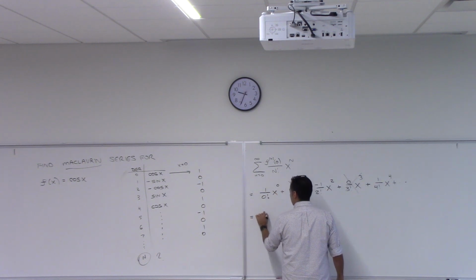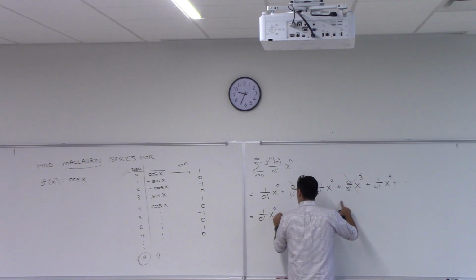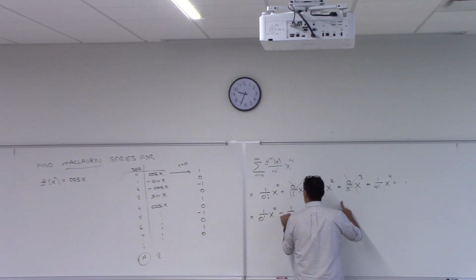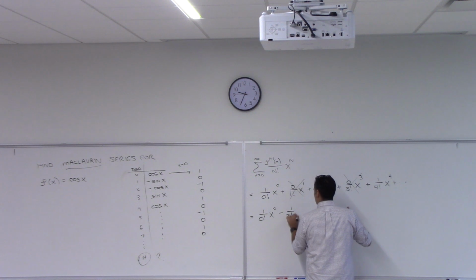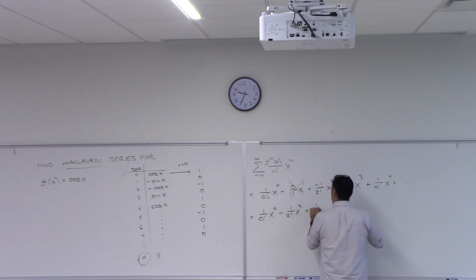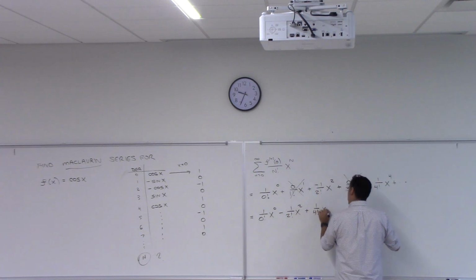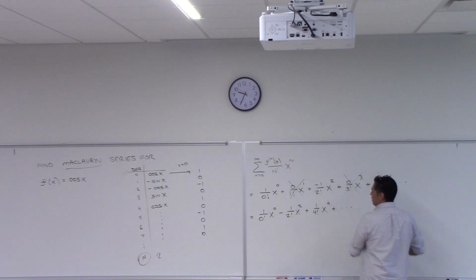Well, I can leave it like this. 1 over 0 factorial x to the 0, excuse me, minus a half, or sorry, 1 over 2 factorial x squared plus a fourth, wow, I said it again. 1 over 4 factorial x to the 4th plus dot, dot, dot. That's what we have left.